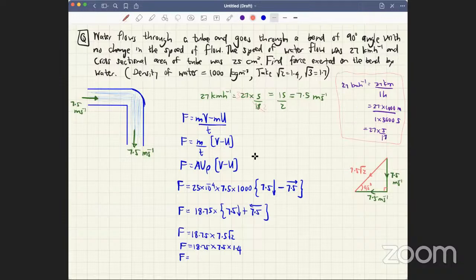Very convenient. Okay, then we'll have to multiply these 3 numbers. What are we getting, people? 7.5 into 1.4. 7.5 into 1.4 is how much? 18.75 multiplied by 7.5 into 1.4, which is 10.5. Yep, 10.5.